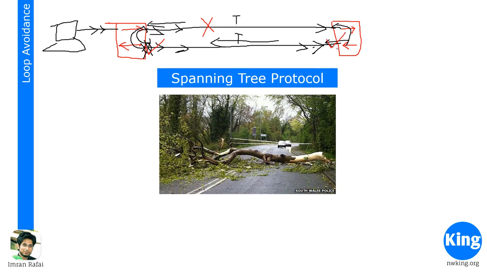This is spanning tree protocol for you in very, very short form. So basically, to summarize, spanning tree protocol is a mechanism to disconnect a backup line. I think about spanning tree protocol like that. It's just like a tree falling on the road and this road is disconnected. So this is spanning tree.